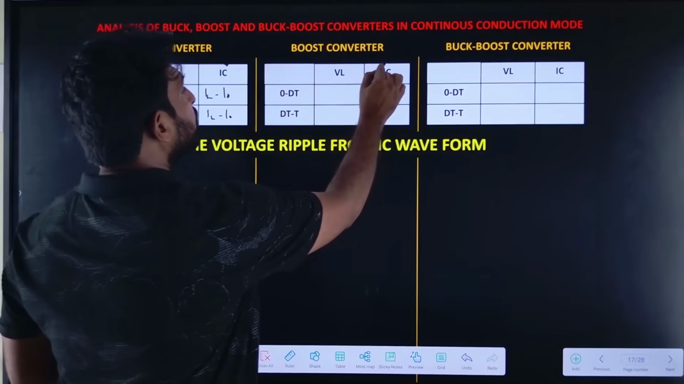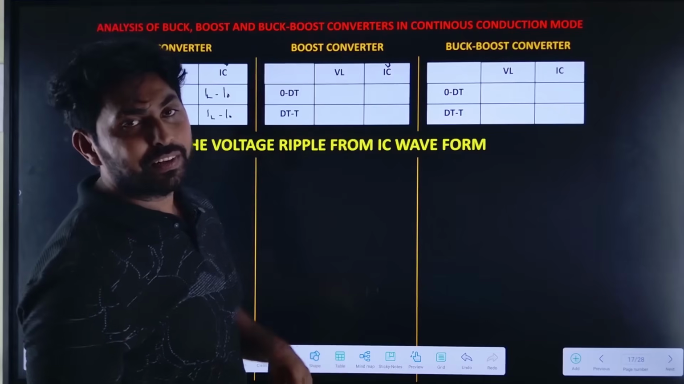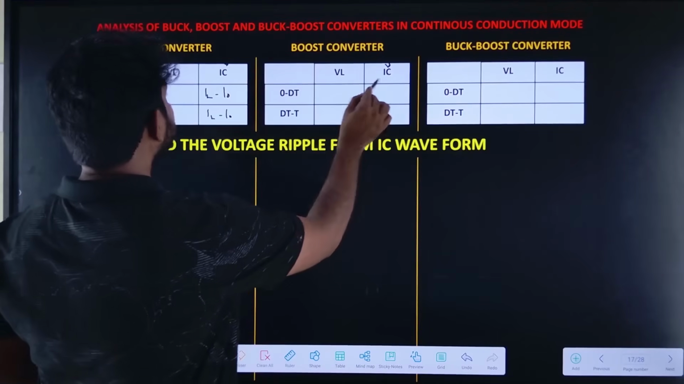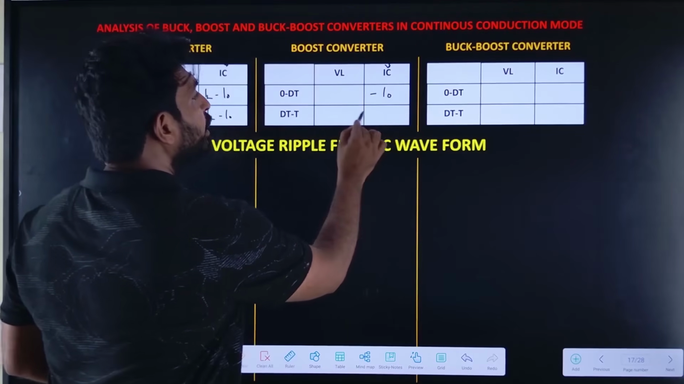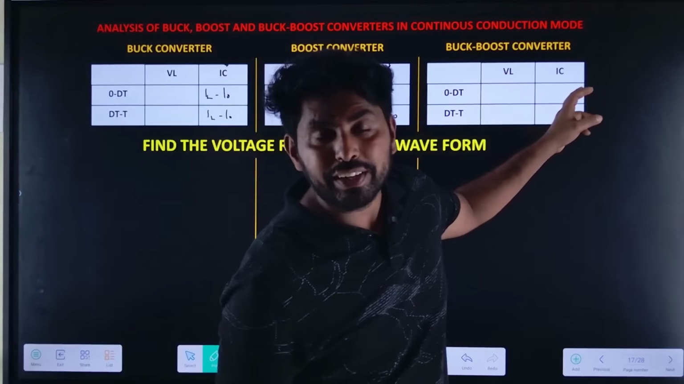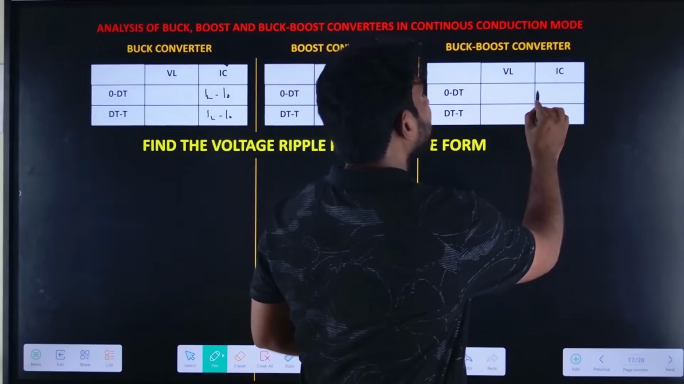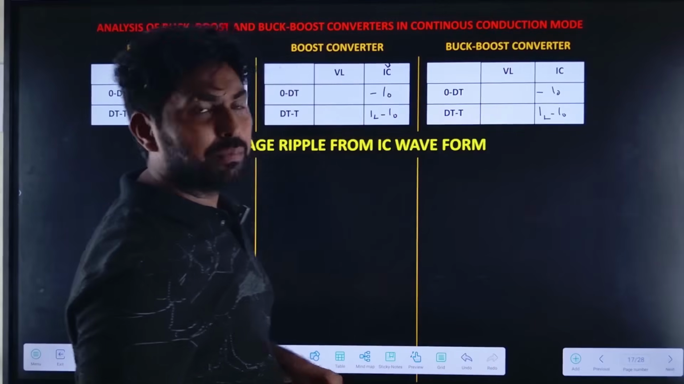In the case of the boost converter, what is the value? From 0 to DT, it is equal to minus I naught, and from DT to T, it is IL minus I naught. In the case of the buck boost converter, it is the same: minus I naught from 0 to DT, and IL minus I naught from DT to T.